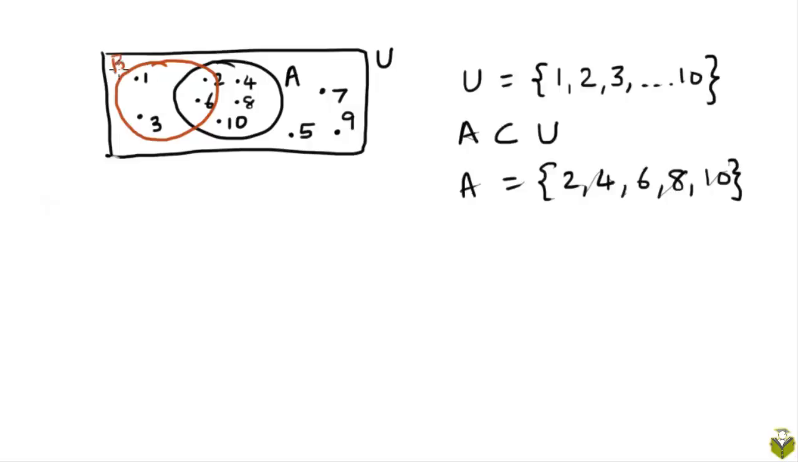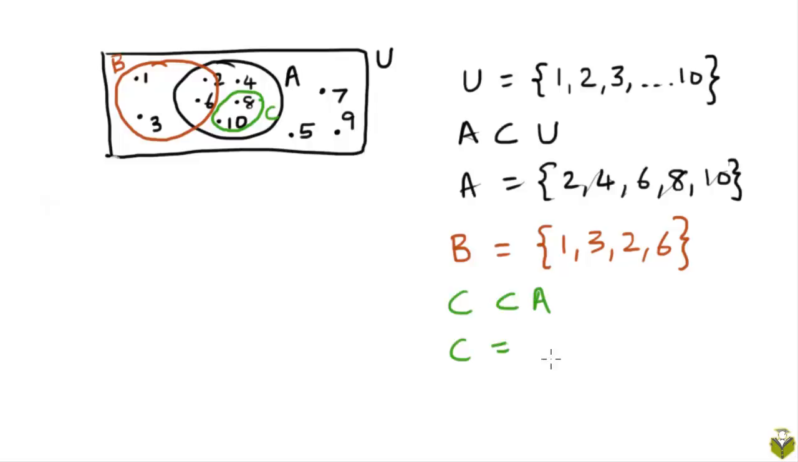Let's call this set B. So the set B here would have the elements 1, 3, 2 and 6. We could also define a third set having only the elements 8 and 10 from within A. Let's call this third set C. So C would be a subset of A, and in roster form it would be written as 8, 10. And note that all three of these sets A, B and C are subsets of the universal set. The universal set is always the largest set in the context of any given problem.